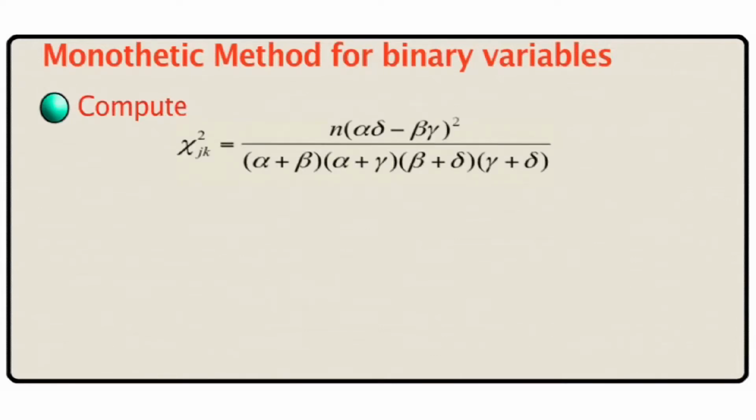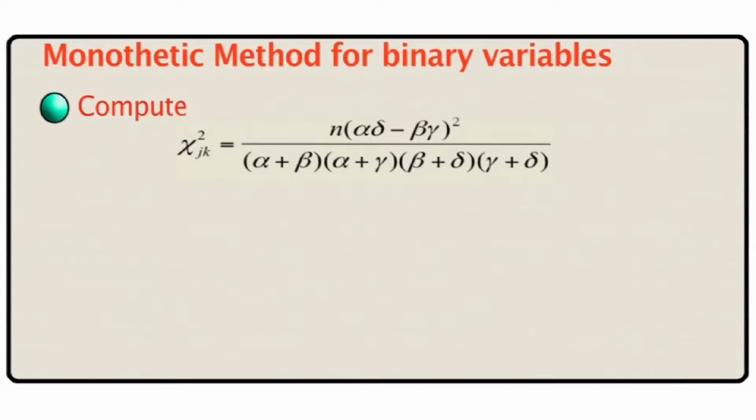This is a chi-square computed on the 2 variables j and k. The numerator gives us n times (alpha delta minus beta gamma) squared, and you can see that the denominator is basically the product of the 4 marginals. So alpha plus beta is the number of individuals who have the characteristic j, and similarly for the others. In this case, of course, the denominator acts as a norming factor, so we are more concerned with the numerator.